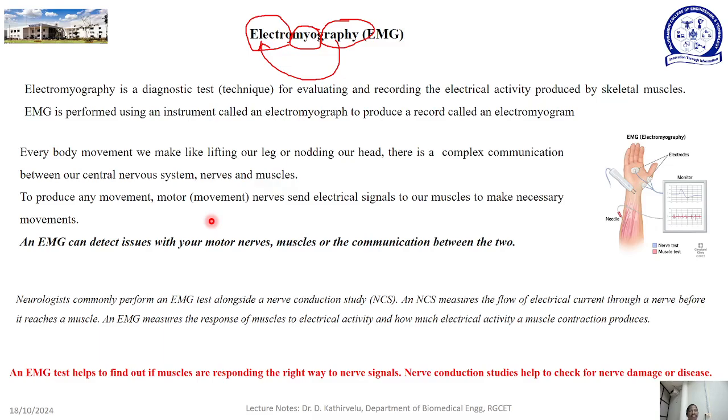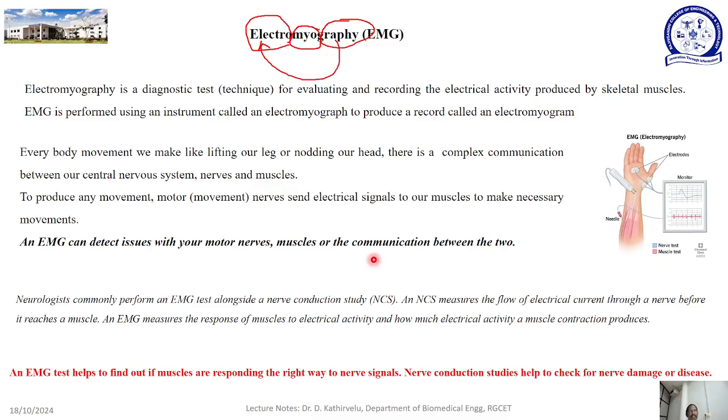The functioning of the motor units or sensory unit may not happen properly. So it is very essential to know whether there is a problem between the muscle or the nerve. Hence, we require a diagnostic test to detect issues between these motor nerves, muscles, or the communication between these two.